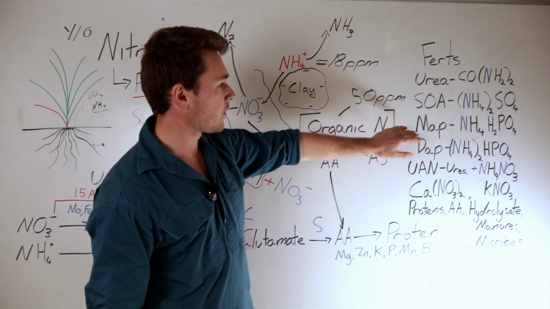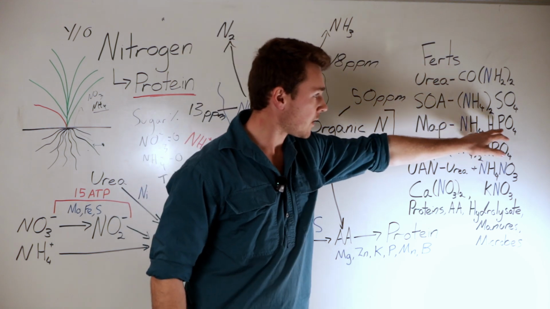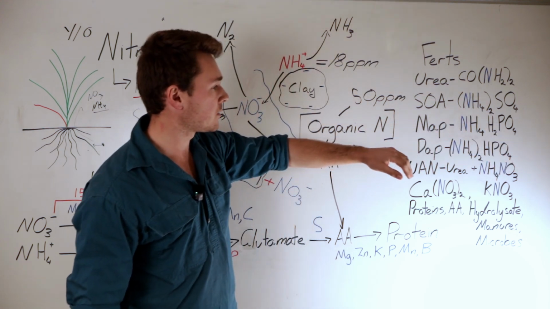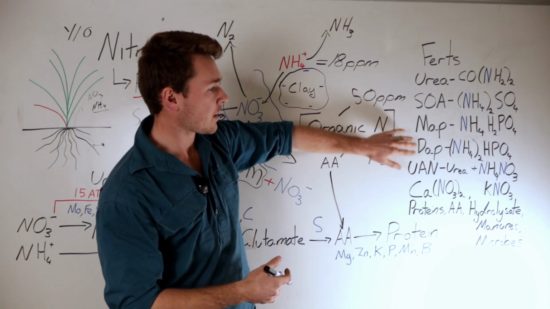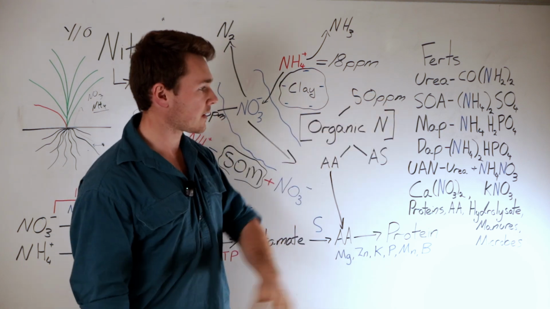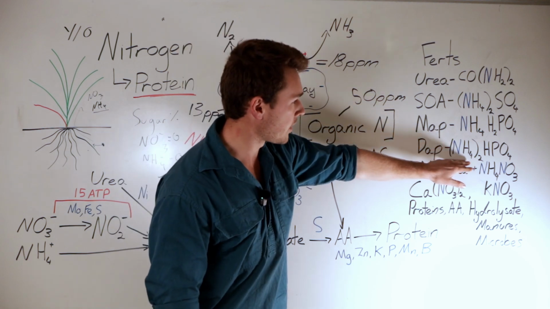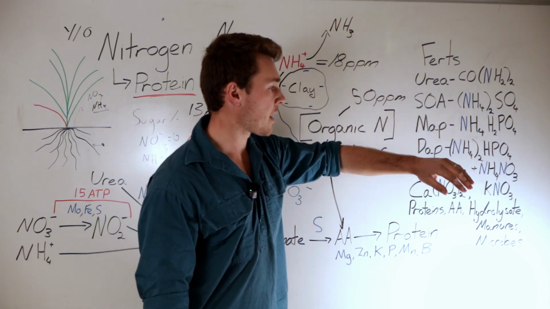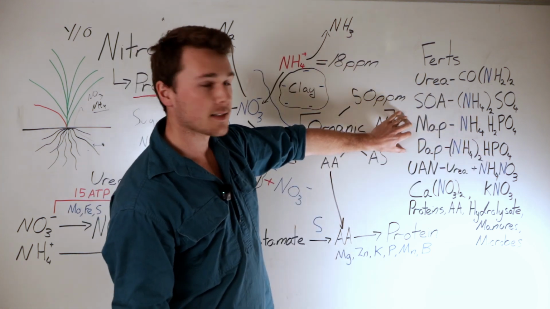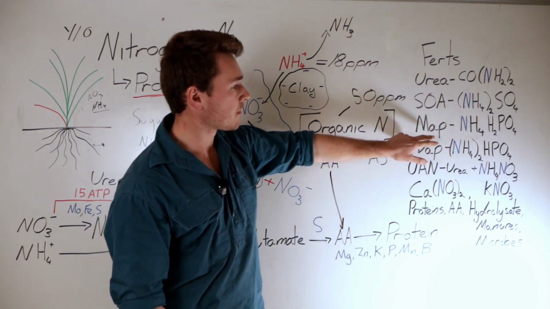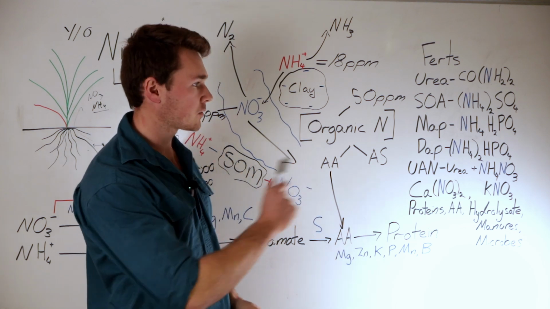MAP, so with this one we get a bit of ammonium as well as phosphorus, which is quite beneficial. So we have MAP, which is mono ammonium phosphate, and then we have DAP, which is diammonium phosphate. So we have 2 parts of ammonium in DAP, in MAP we've got 1 part. We still get the phosphorus. We can actually use these in a foliar application to supply phosphorus to the plant.